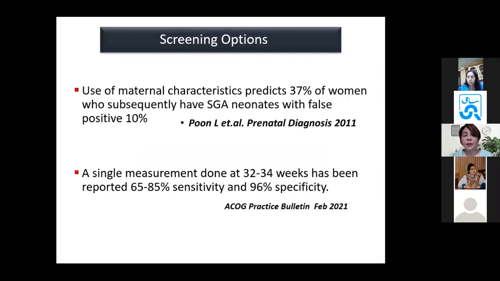Now, briefly on the use of maternal characteristics, it has been found that if you use the maternal characteristics, it will only predict 37% of women who would subsequently have small for gestational age, and the false positive is about 10%. The other screening option that I think we all use is symphysis fundal height, and we do it on an everyday basis and it has a sensitivity of around 85%. More recently, researchers have shown that a single measurement, if you don't take the measurements every time, but you do one measurement snapshot between 32 to 34 weeks of gestation, it has a higher sensitivity of 85% with a specificity of 96%.